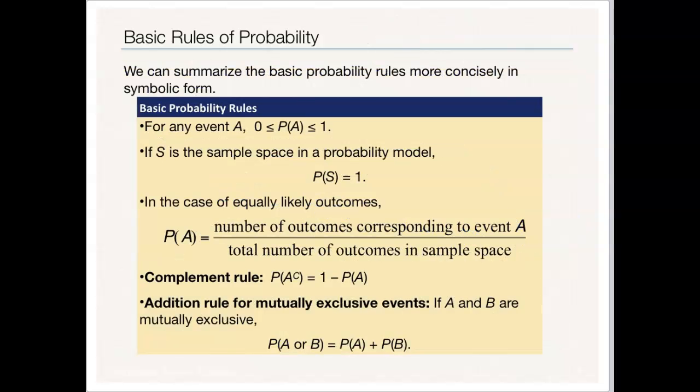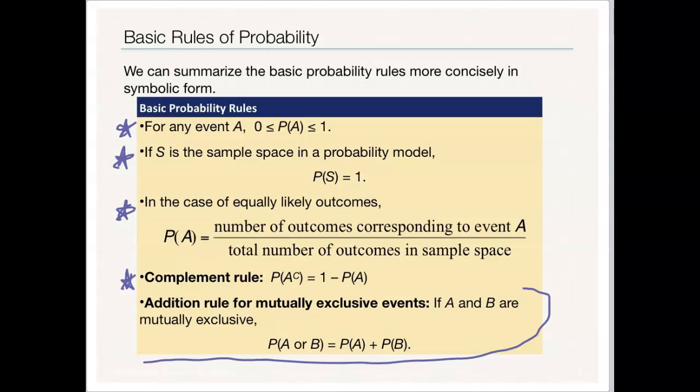Okay, so these are all the same thing, just in shorthand notation, right? That's the notation I just gave you for saying a probability has to be between 0 and 1. The sample space has to sum to a probability of 1. Here's how you find the probability of an event in the case of equally likely outcomes. Here's the complement rule.